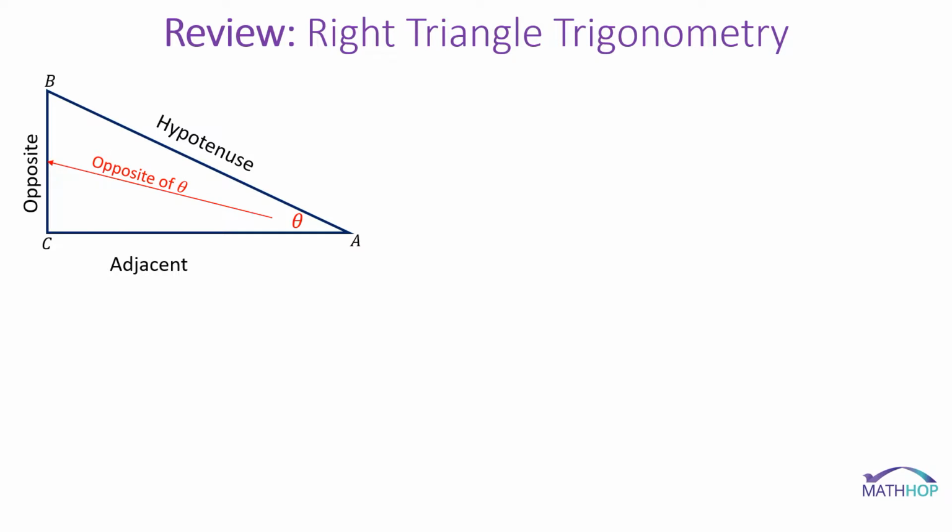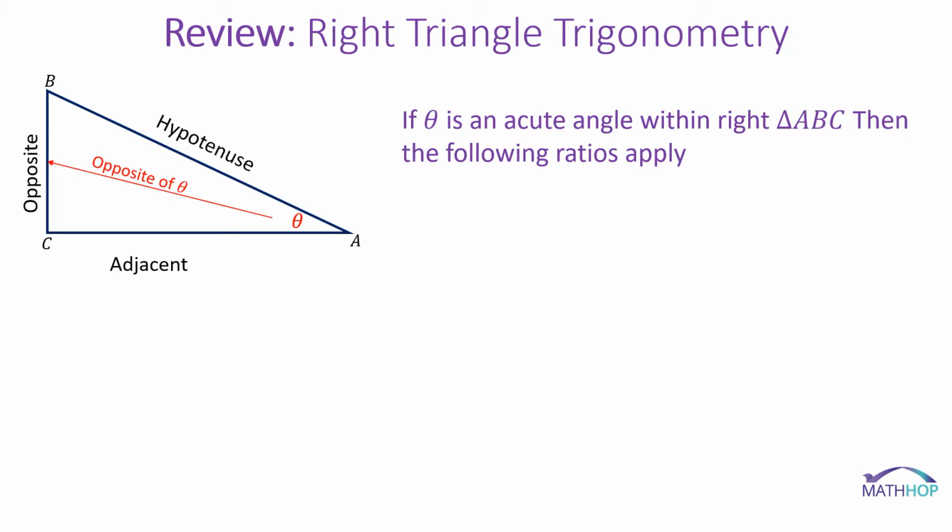So here we have a right triangle. We have our acute angle theta. Theta is just a Greek symbol we use as a variable for angles. And we have identified the opposite side. The opposite side is the side across from theta. The adjacent side, that's the side next to theta. And the hypotenuse is always across from that 90-degree angle. And so if we have this acute angle theta identified within our right triangle, the following ratios apply.